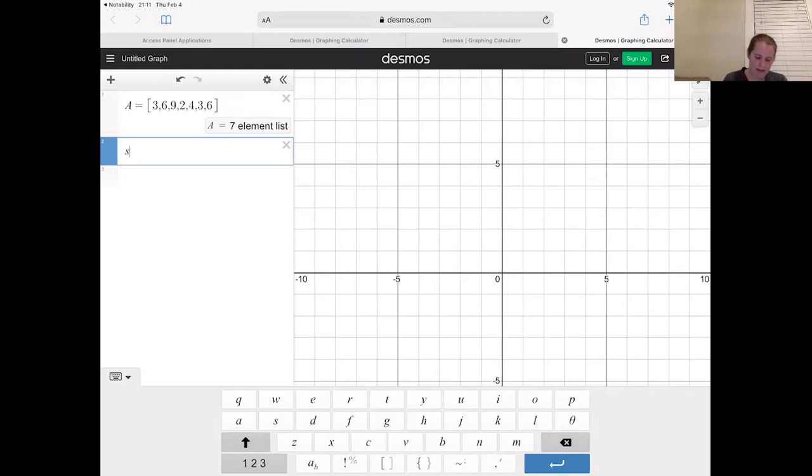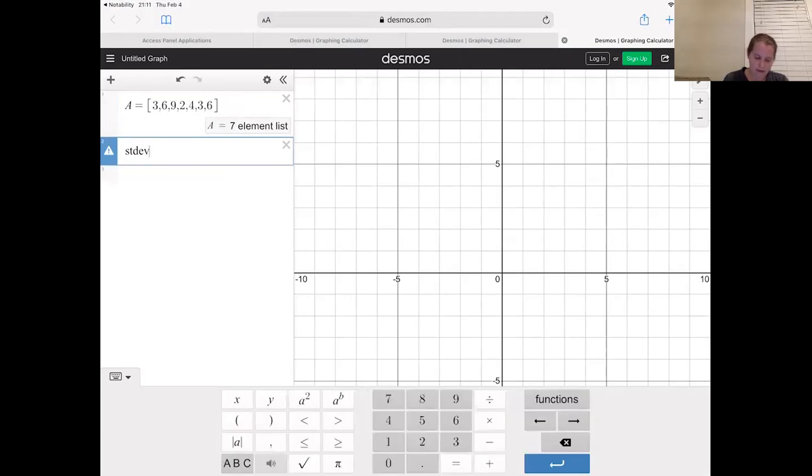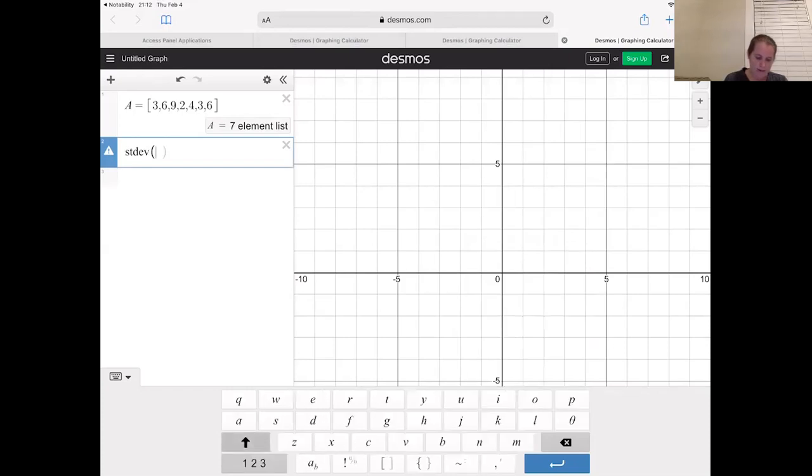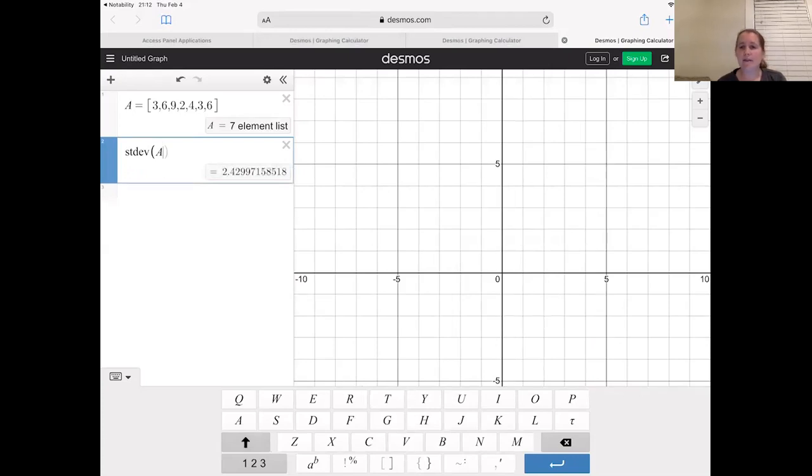And now we put in STDEV for standard deviation. You can also find that under the functions. And then if we go to functions, stats, STDEV is one of those functions in the far right column. Right, if we put that back away, we need our parentheses, and we named our list capital A, and there is our standard deviation already calculated for us.